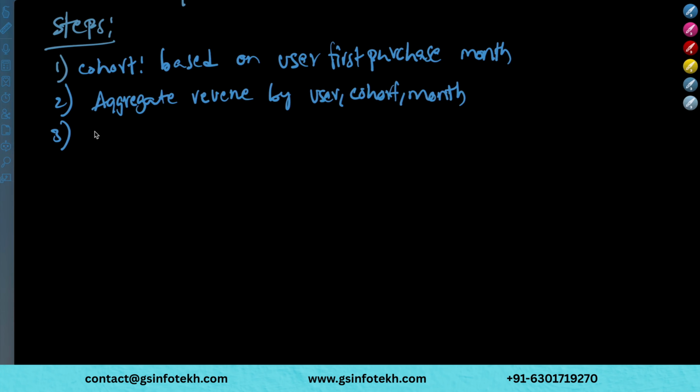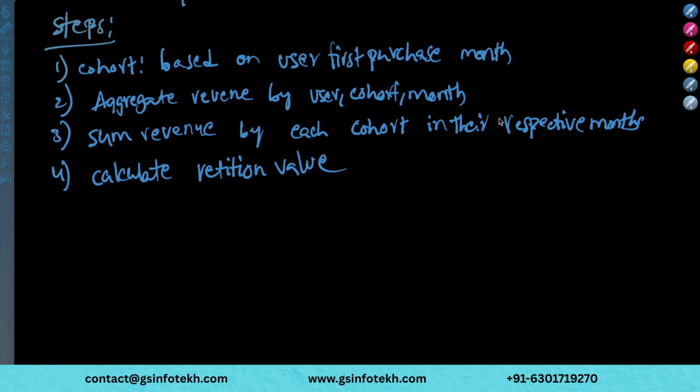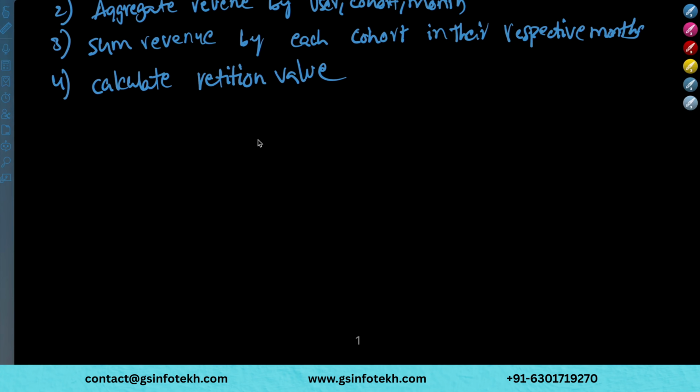The next step is we need to sum the revenue by each cohort in their respective months. So this is a summation of the revenue by the cohort and then the respective month. Then we can finally calculate the retention value. I know it's still confusing, so let's try to understand with a simple dummy example. It is very easy to understand.